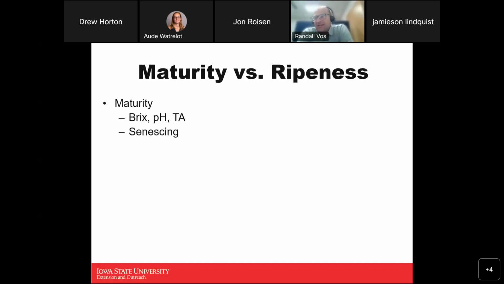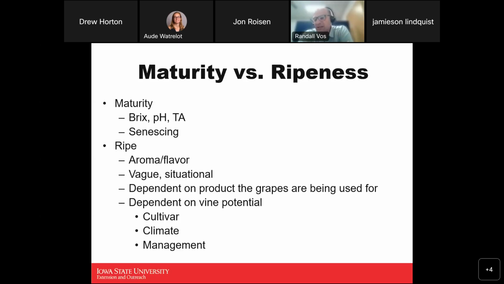And so when I talk about maturity, I'm talking about hard numbers: Brix, pH, TA. When I get into ripeness or ripe, for this presentation, I generally refer to aroma and flavor compounds. I group those together because most of these are actually aromas that we're sensing. And what is optimal really depends on the wine style you're looking to put these grapes into. And so I always encourage wineries to communicate with growers as to what this product is going into, so they know maybe what they should look at when picking, rather than just saying pick the grapes.